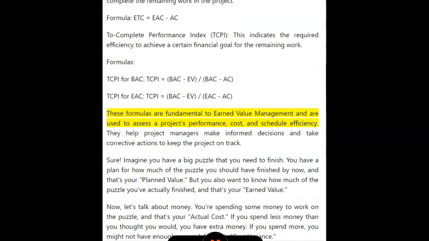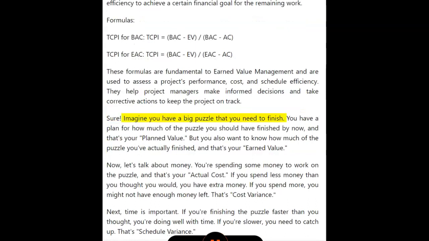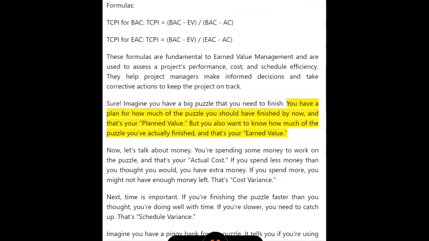These formulas are fundamental to earned value management and are used to assess a project's performance, cost, and schedule efficiency. They help project managers make informed decisions and take corrective actions to keep the project on track. Sure. Imagine you have a big puzzle that you need to finish. You have a plan for how much of the puzzle you should have finished by now, and that's your planned value. But you also want to know how much of the puzzle you've actually finished, and that's your earned value.